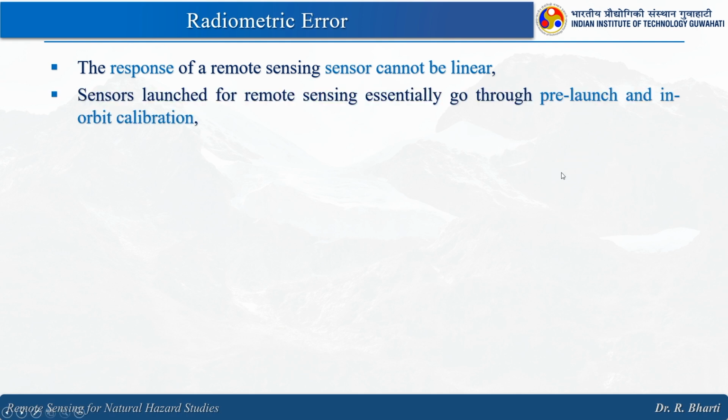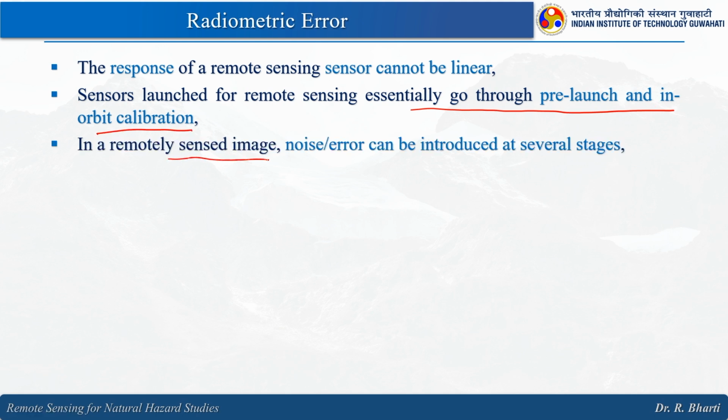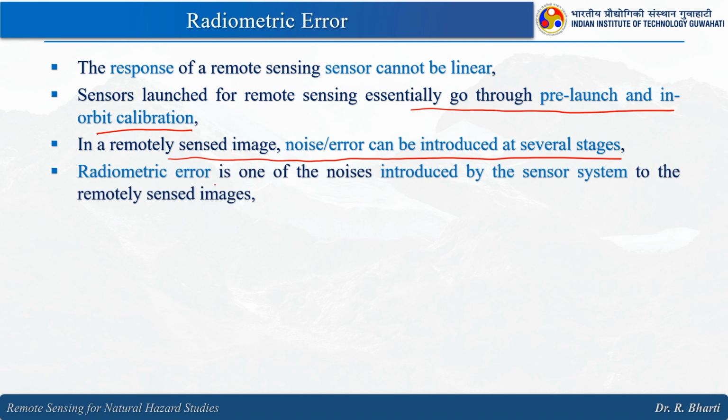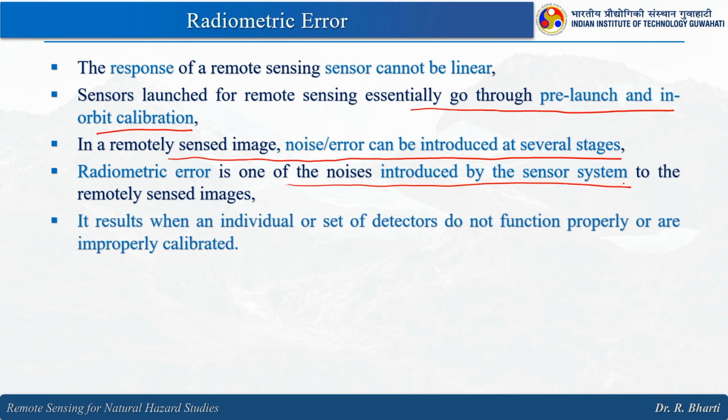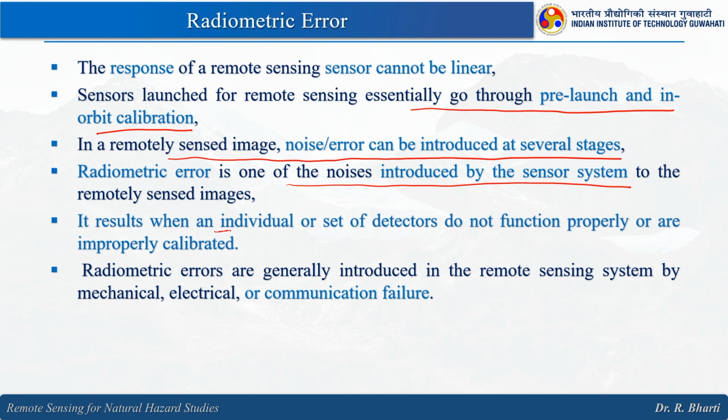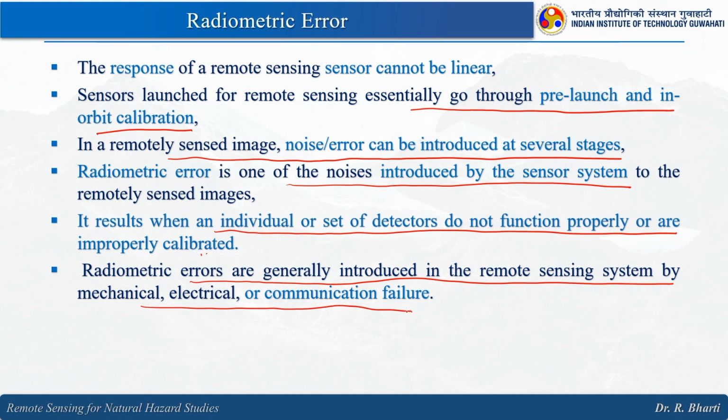The sensors launched for remote sensing go through pre-launch and in-orbit calibration. In a remote sensing image, noise error can be introduced at several stages. Radiometric error is one of the noises introduced by the sensor system to the remotely sensed image. It results when an individual detector or a set of detectors do not function properly or are improperly calibrated. Radiometric errors are generally introduced in the remote sensing system by mechanical, electrical or communication failure.